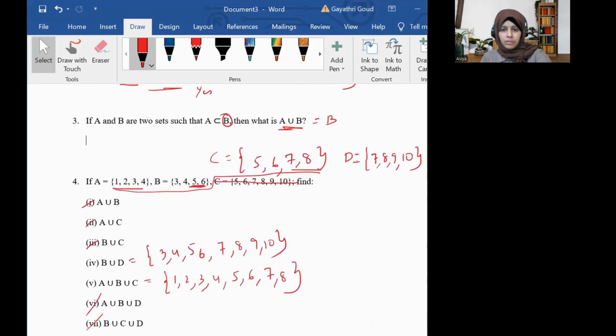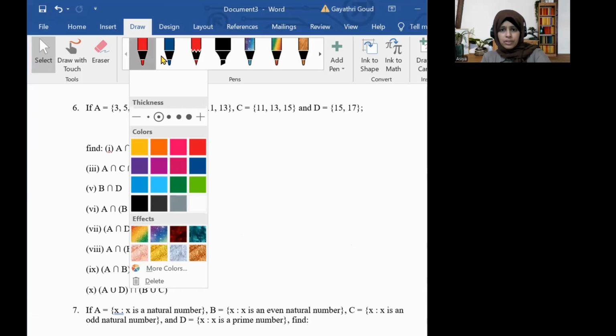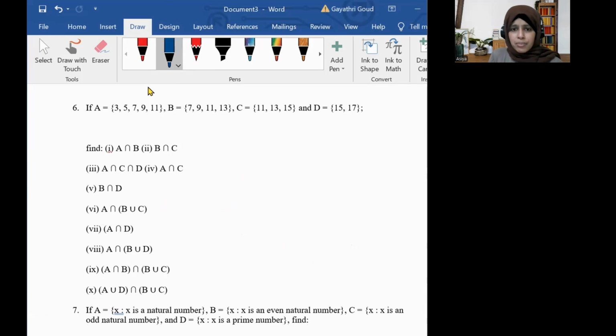Now, moving on to the sixth bit. Again, let us do the first problem. A intersection B. Now, what is common in A and B? 3, 5. I don't have 3, 5. 7 and 9. 7, 9 and 11 are common. So, my A intersection B would be 7, 9 and 11. So, I hope you can do these problems wherein you just have to find the common elements.